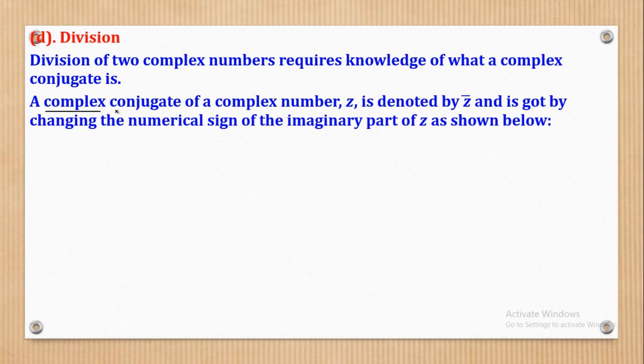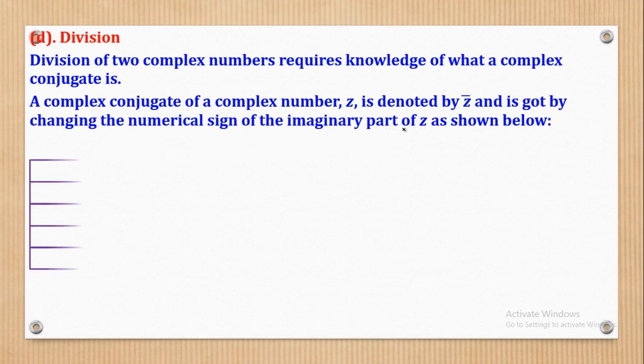A complex conjugate of a complex number z is denoted by z bar. So when you see z bar or w bar, it means that that is the complex conjugate of this given letter. In this case we have z bar, meaning that z bar is the complex conjugate of z. And how is it got? It is got by changing the numerical sign of the imaginary part. Note that we only change the numerical sign of the imaginary part, not the real part.